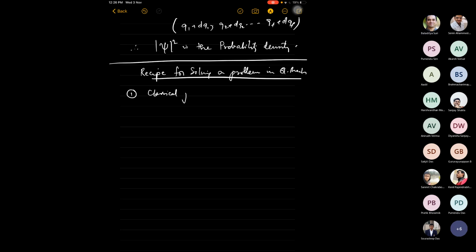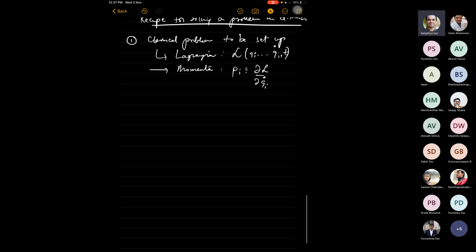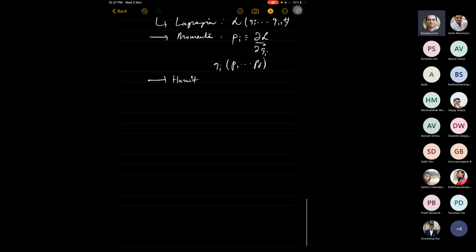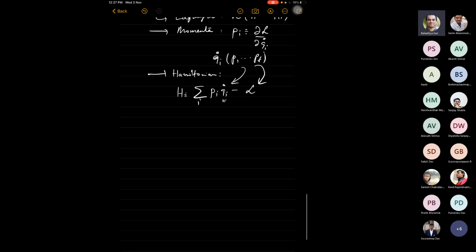So what is the recipe for solving a problem? You first set up the classical problem. Now, what do we mean by the classical problem set up? Usual stuff. You write the Lagrangian, then you calculate the momenta. The Lagrangian is a function of the qi's and qi dots and time. Momenta, you define pi as delta L by delta qi dot. And then you invert this relation to find qi dot as a function of the momenta. And then you write the Hamiltonian. The Hamiltonian is defined as the sum over all i of pi qi dot minus L, where qi dot is a function of p1 to pf. You substitute these equations here as well as into the Lagrangian, and then you get a Hamiltonian. So for example, let us quickly do this. Let me then finish the recipe.